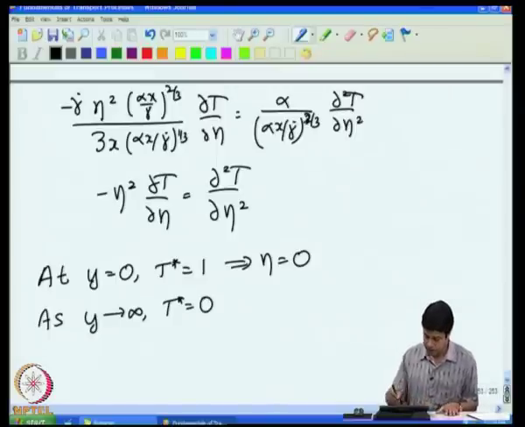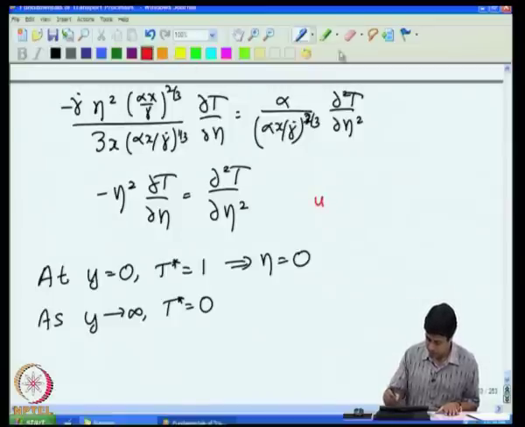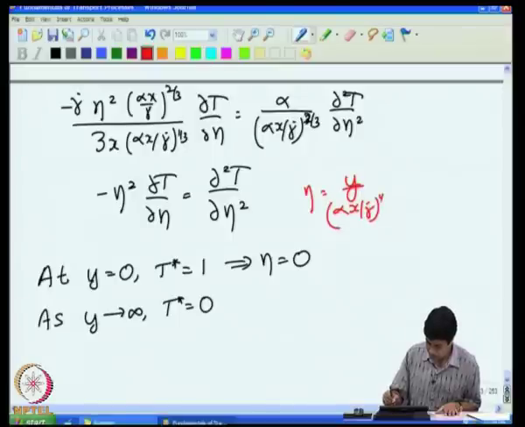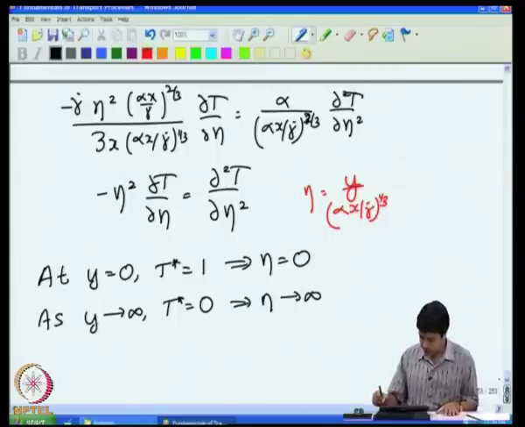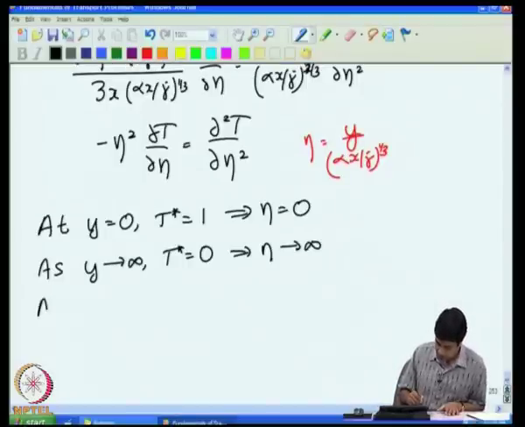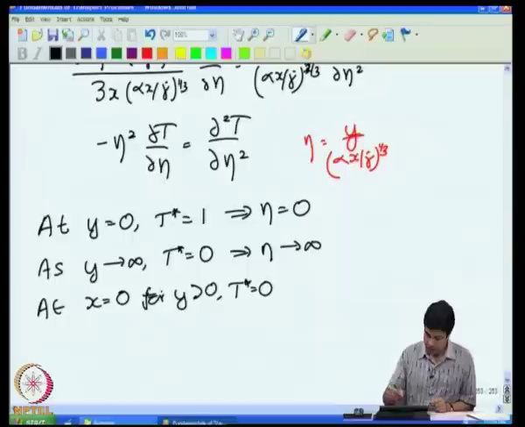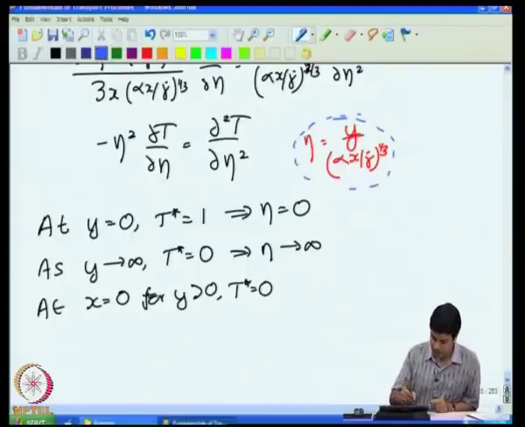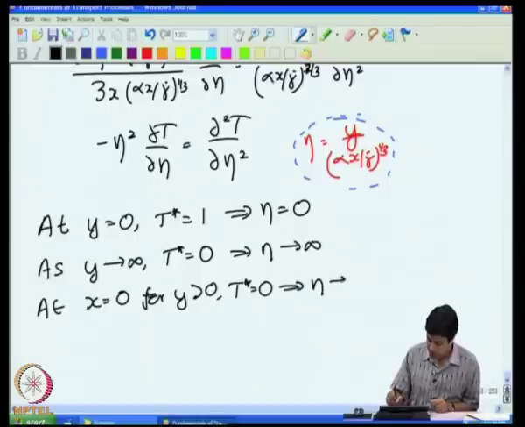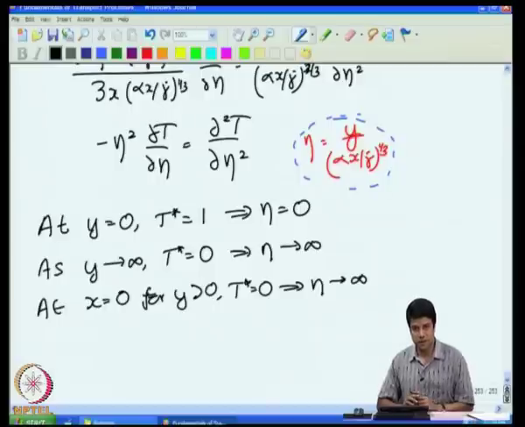Y going to infinity implies that eta is going to infinity. Okay. And at x is equal to 0 for y greater than 0, T star is equal to 0. And you can see from this that x is equal to 0 basically means that eta goes to infinity.